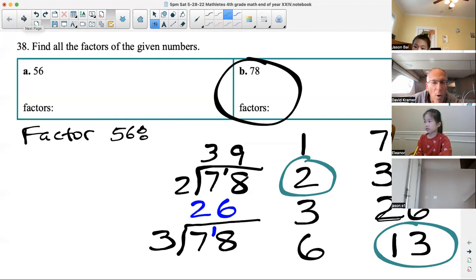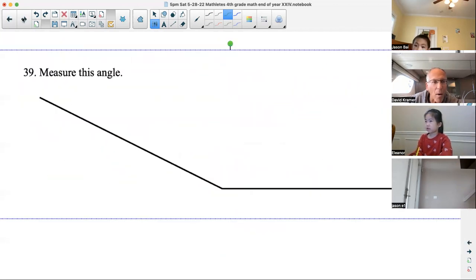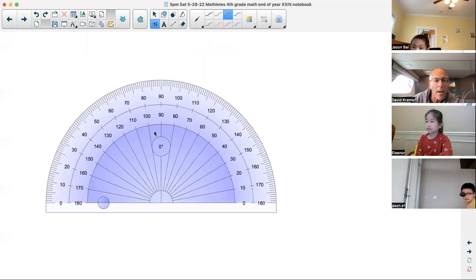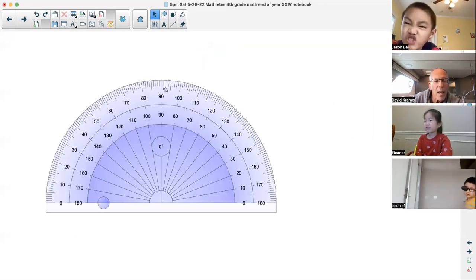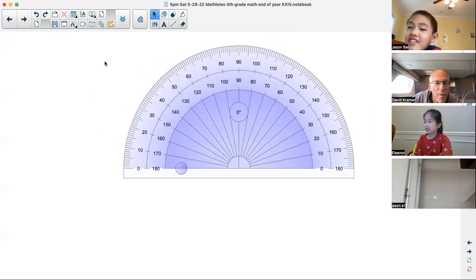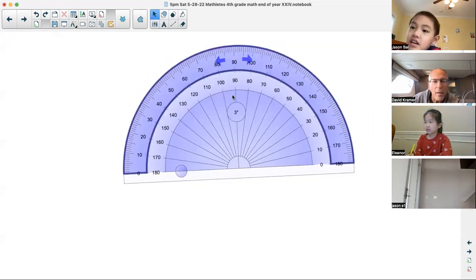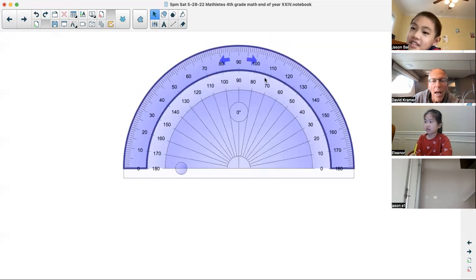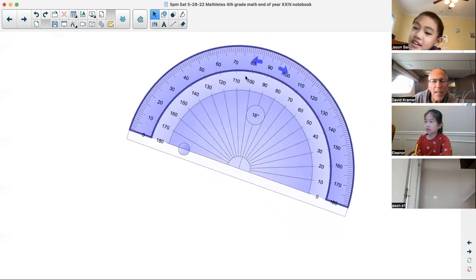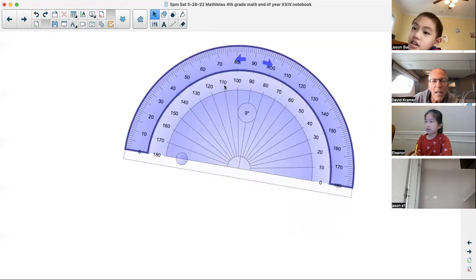Now, I want to change the subject right now. We're going to look at circles, and we're going to look at circles in a very interesting way. Have you ever seen a protractor? I have. And a protractor, in real life, is a very interesting object to have.